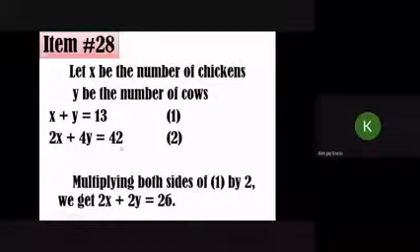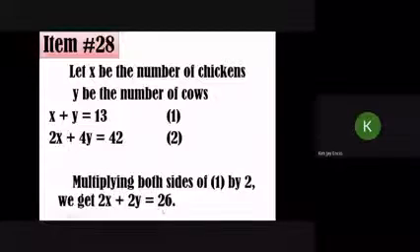In our case, we are only interested in the number of cows and not the chickens. So it's better to eliminate x because we are only after y, which is the number of cows. To make their first terms the same, this is x, right? I decided to multiply both sides by 2 so that they will be the same. Multiplying both sides of the first equation by 2, you get 2x plus 2y equals 2 times 13, which is 26.